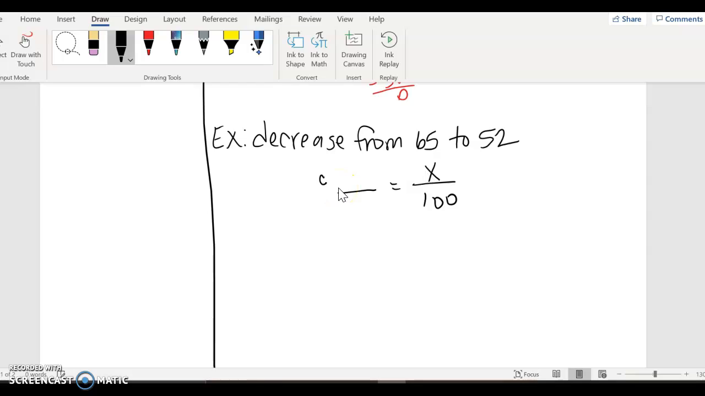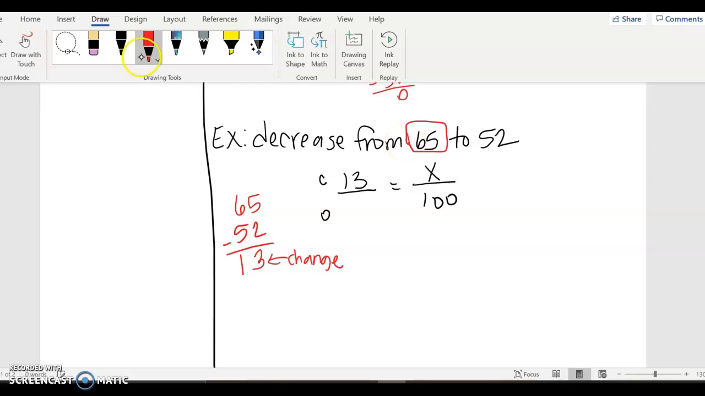And now we've got to find our change and our original. So step 1 told us we need to subtract the two numbers that we were given. So 65 minus 52 is going to give us 13. And again, that number is our change. So it's going to go up here in our proportion. And then our original starting amount, the first number of books they read in November, was 65. So 65 is our original.